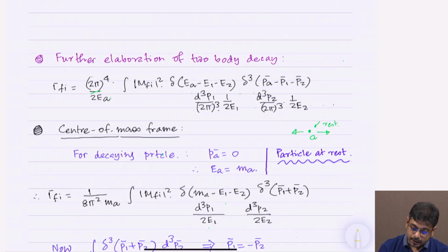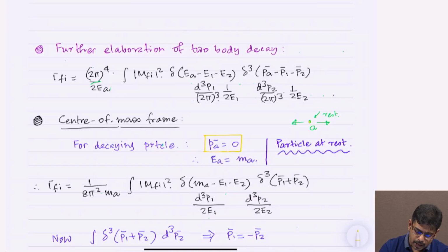When we have a decaying particle, suppose we have this A particle which is decaying from rest. So, if I ensure that Pa, the 3 momenta associated with the particle, is 0, then I call that frame the center of mass frame for the decay. We will once again come back to this idea of center of mass frame from the cross section, but that will be in the next lecture. So, if Pa is equal to 0, that is, the 3 momenta associated with the decaying particle is 0, that basically means the energy of that particle is Ea is equal to Ma. So, this denotes the particle at rest.